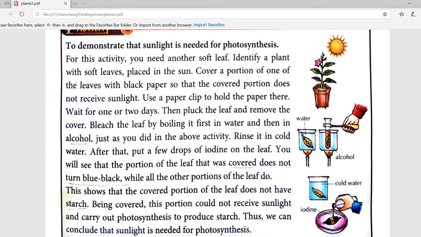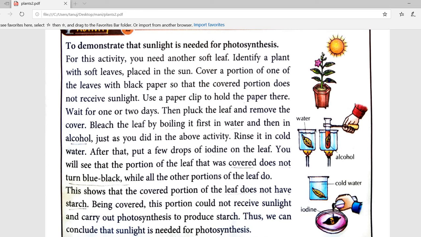So this activity shows that the leaves of plants need sunlight to prepare their food, meaning in the process of photosynthesis sunlight is very important. As we know from earlier classes, in second and third, we learned what photosynthesis is. Photosynthesis is the process by which plants make their food.